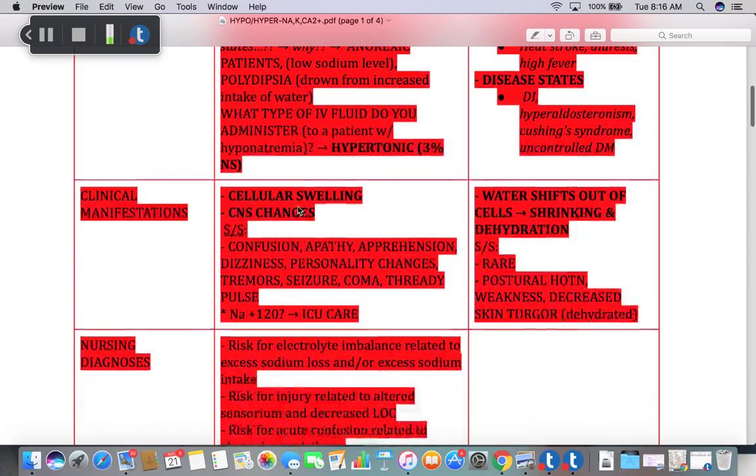So clinical manifestations of hyponatremia include cellular swelling and CNS changes. So a person can become confused, and eventually this could lead to a seizure, coma, or death. So if a patient has a sodium that's under 120, they're going to be in the ICU.